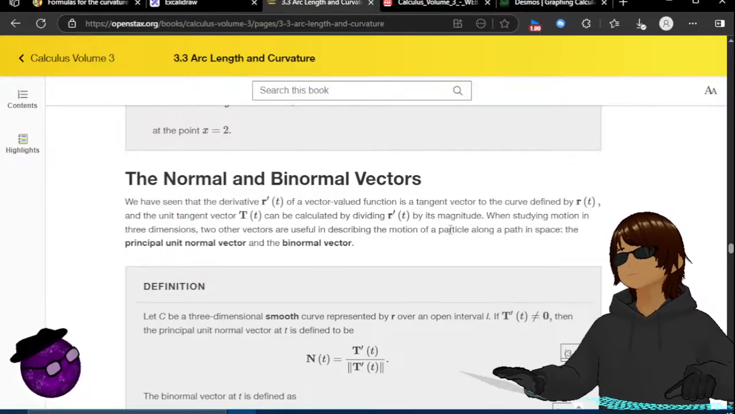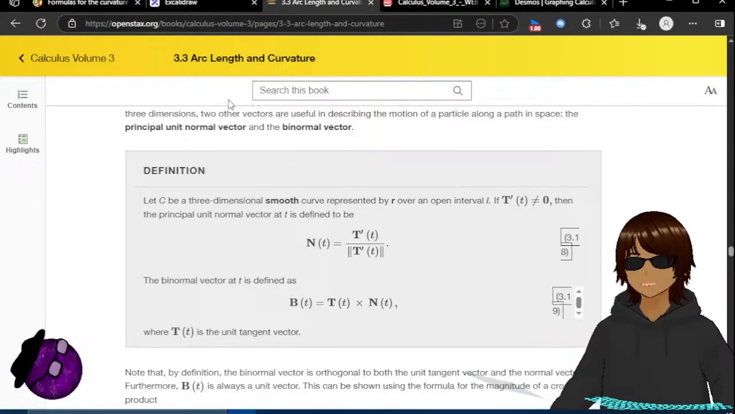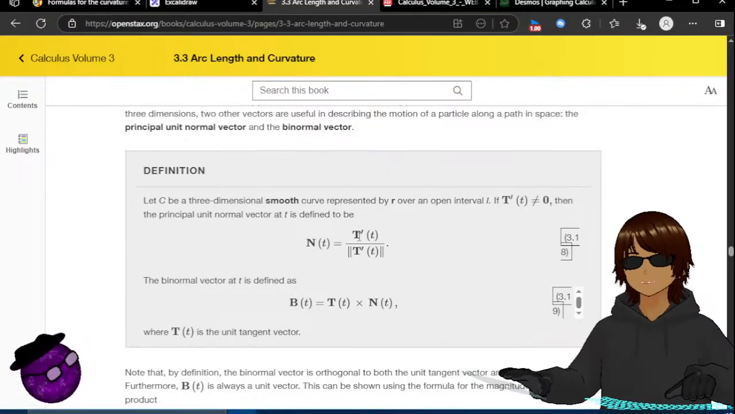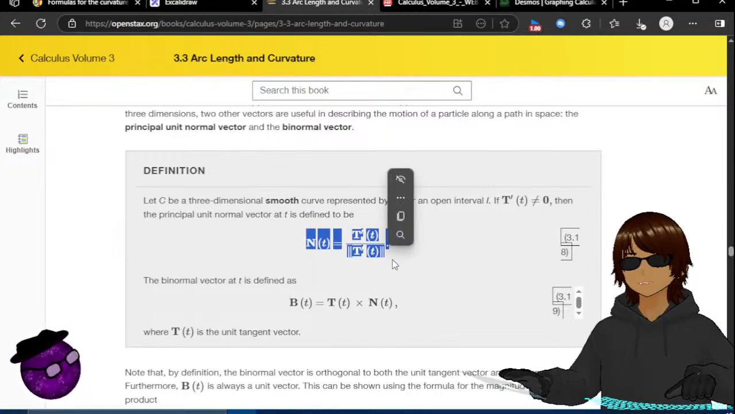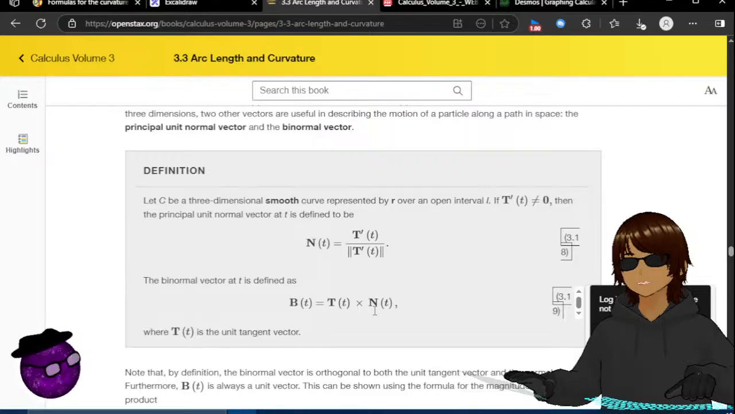Hold on. Okay. So the normal vector is the derivative of T divided by its magnitude, so it's a unit vector. The binormal vector at t is defined by their cross product.